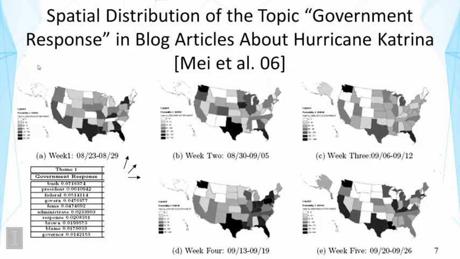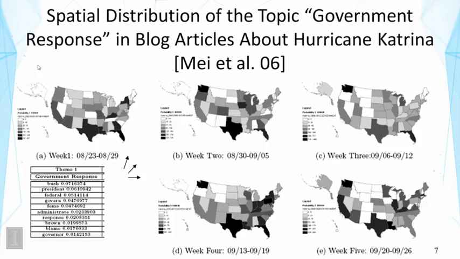This is some additional result on spatial patterns. In this case, it's about the topic of government response. There was some criticism about the slow response of government in the case of Hurricane Katrina. And the discussion is now covered in different locations. These visualizations show the coverage in different weeks of the event.